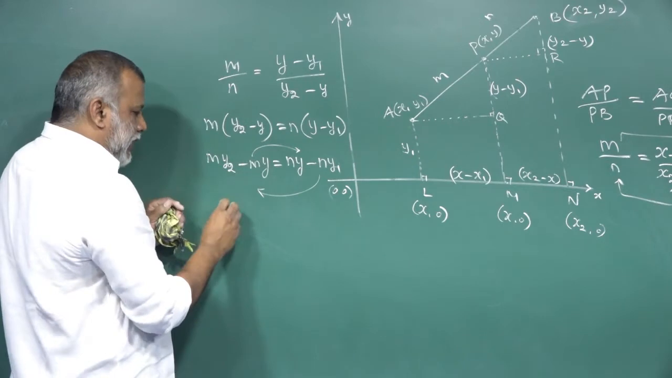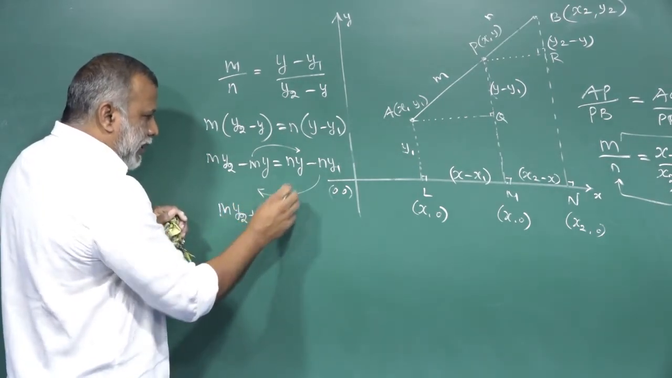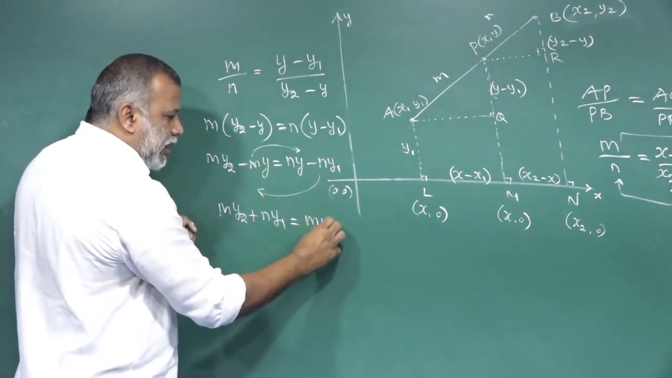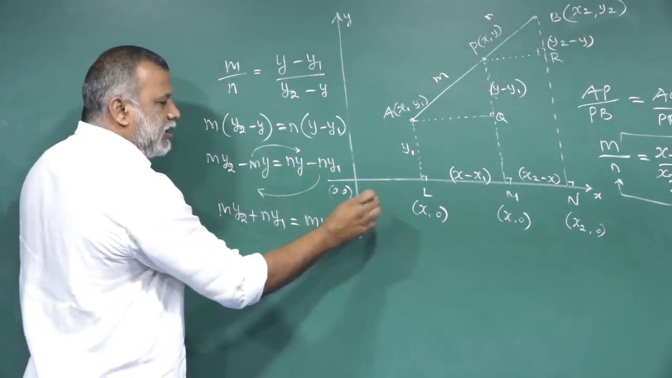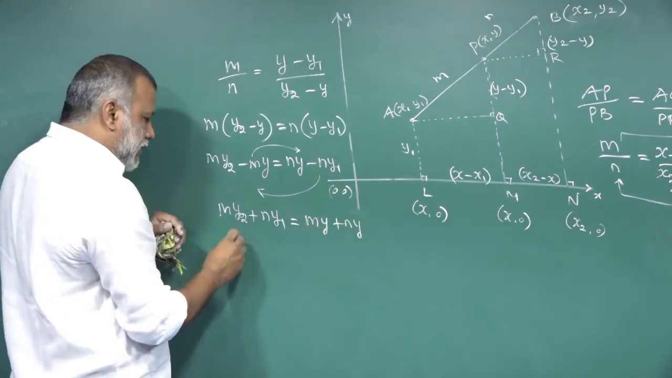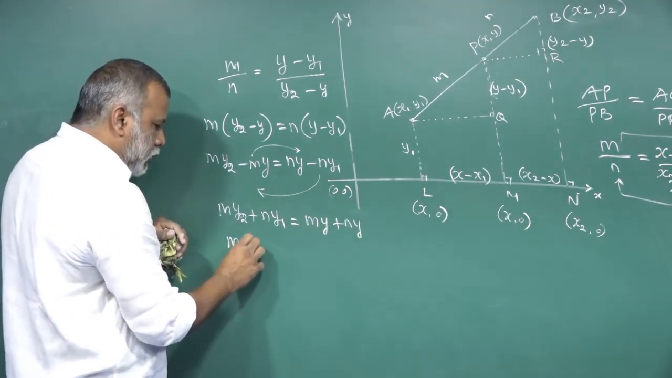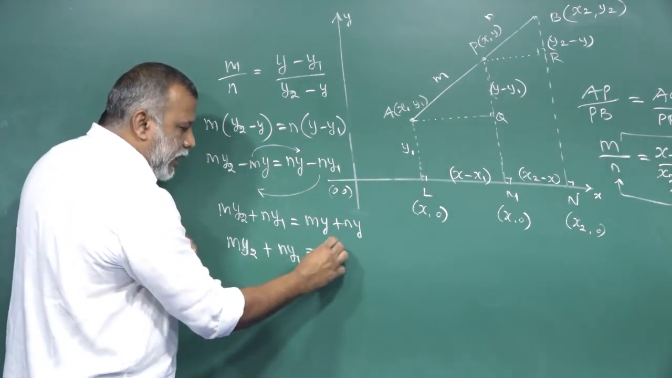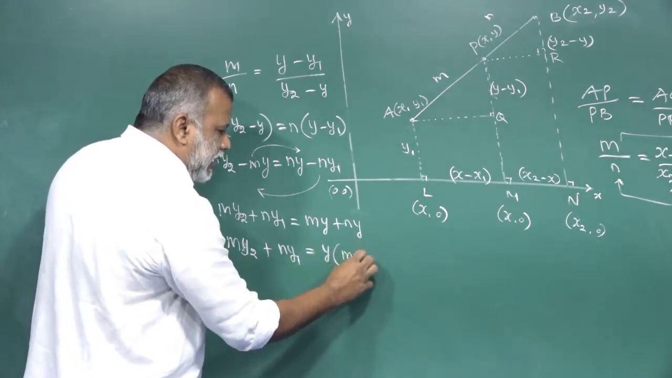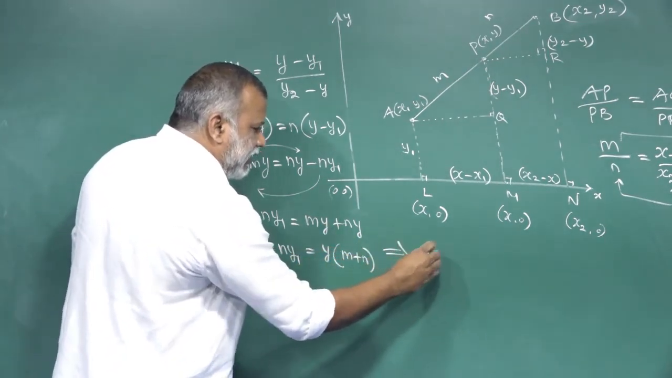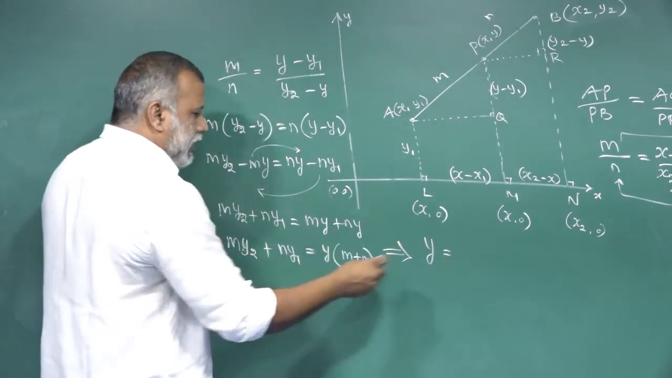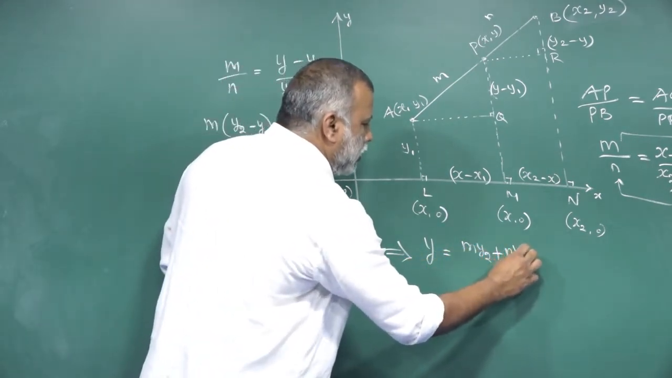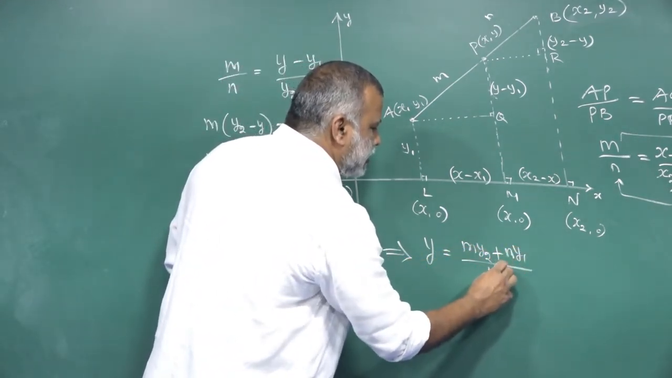So if the negative comes to here, we can get my2 plus ny1 equal to, this negative goes to the other side, we can get my as positive. Then already we are having ny. Now taking y as the common, so my2 then plus ny1 in your LHS. Take out y as common, the remaining m plus n. So from this we can say y value equal to m of y2 plus n of y1 divided by m plus n.